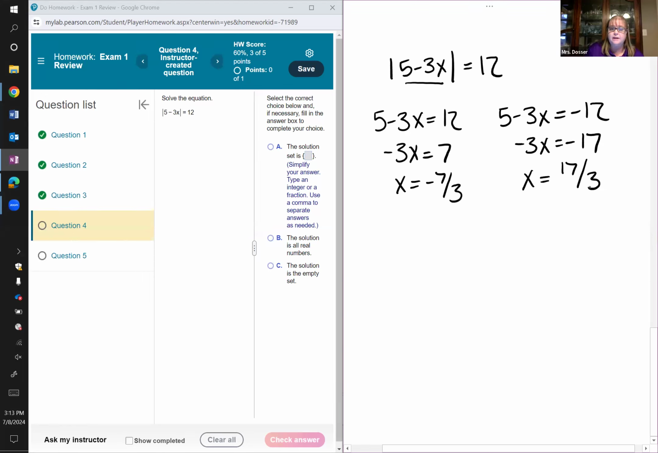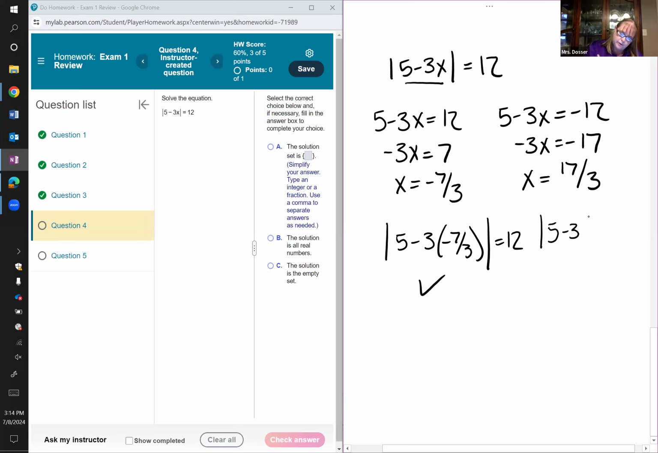Again, it's a good idea to check, especially with it being a not typical type of equation, to make sure that both answers work. And so checking the first one, when we plug it in, we get 5 minus 3 times negative 7/3. We do that multiplication first. Negative times negative makes it positive. The 3's cancel, so we get a positive 7. And so we get 5 plus 7, which does equal 12. Take the absolute value of that, we get positive 12. So negative 7/3 works.